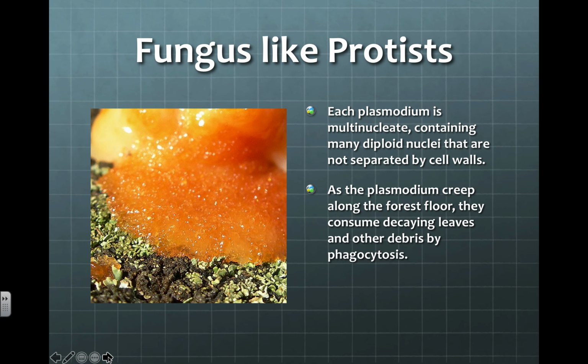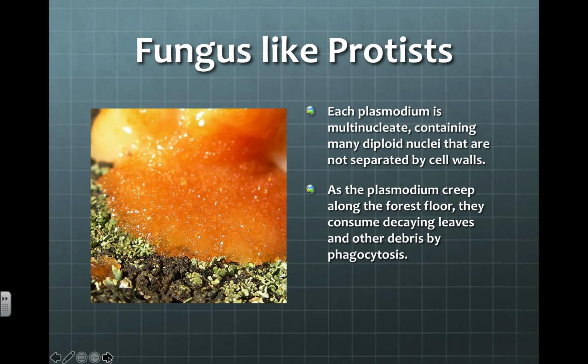Now, it says it's multinucleate, which means there's many, many nuclei because there's not any cross walls or anything that is separating the cells. So if there's not, all the nuclei are just in there going back and forth, and there's nothing to demarcate the cells. They're not separated from one another. So each plasmodium is going to have a lot of the diploid nuclei, and they're not separated by cell walls.